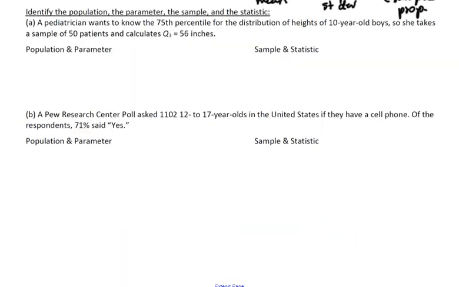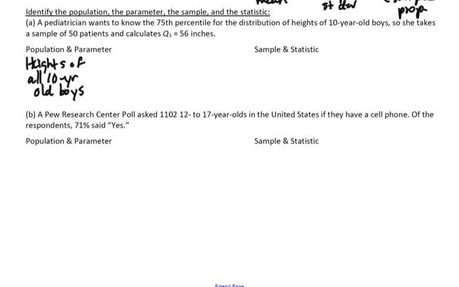So let's look at a couple of examples to differentiate between a population and a sample and a parameter and a statistic. A pediatrician wants to know the 75th percentile for the distribution of heights of 10-year-old boys. So she takes a sample of 50 patients and calculates Q3 equals 56 inches. What's the population? Well, the population is the heights of all 10-year-old boys, maybe all in the United States, for example.